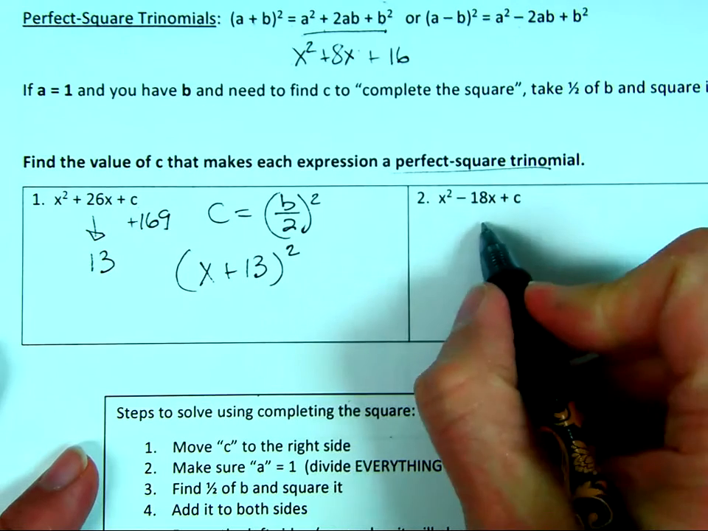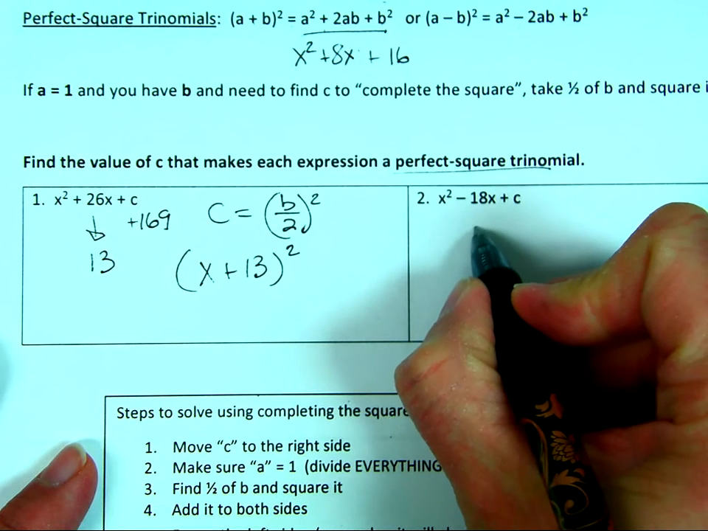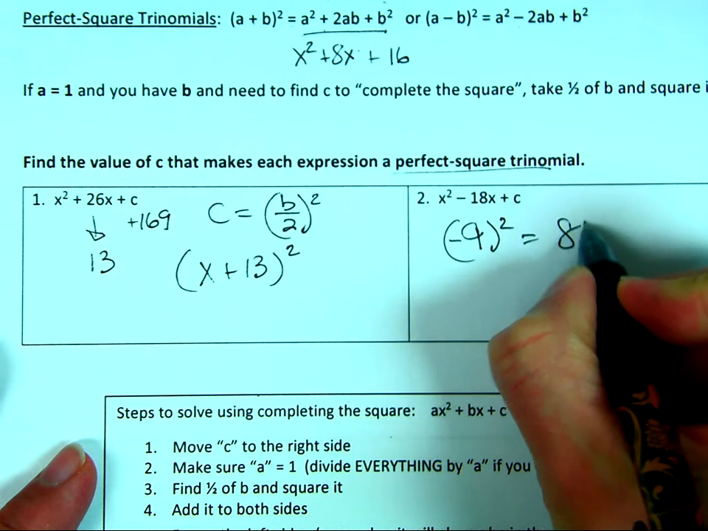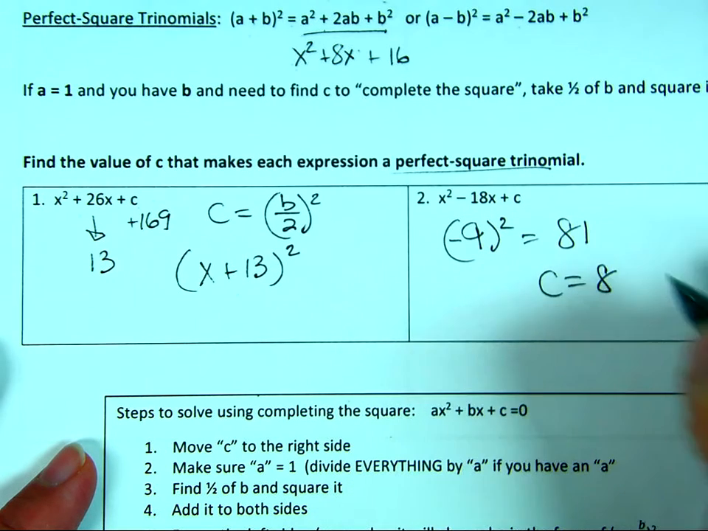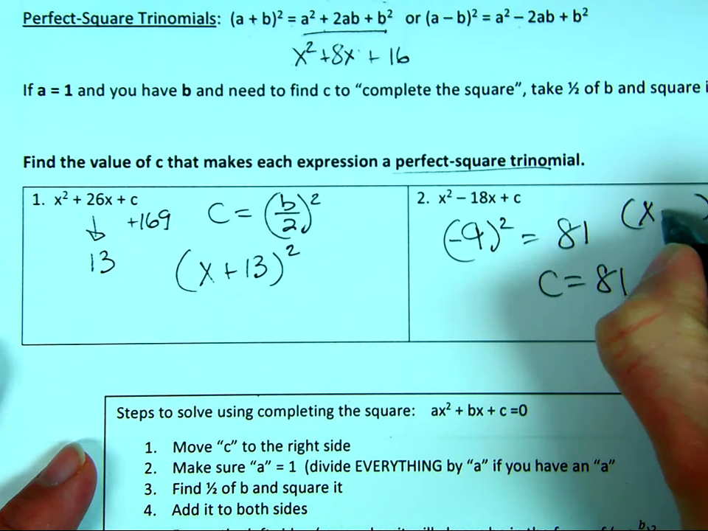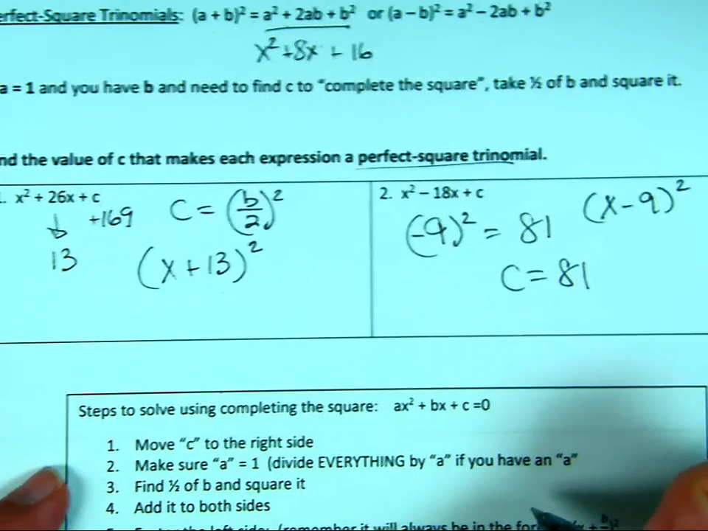Okay, so we're going to try this one. What's half of b? Negative 18 there. So half of b is negative 9, but when I square it, I get 81. So c equals 81. And then, of course, you could factor it nice and pretty. You could get x minus 9 quantity squared. All right, you can see that.